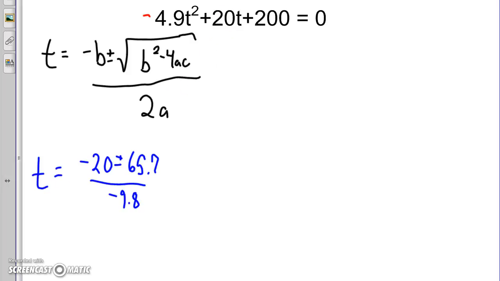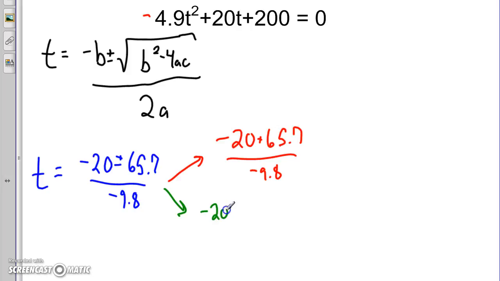Alright, so this is really going to branch off here. This plus or minus is going to be plus and minus. One time we add, one time we subtract. So on one part we're going to go negative 20 plus 65.7 divided by negative 9.8. On the other hand, we're going to go negative 20 minus 65.7, divided by negative 9.8.